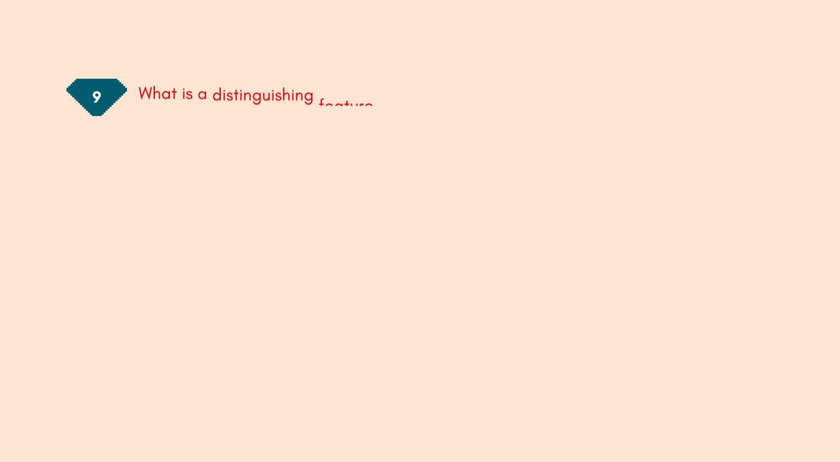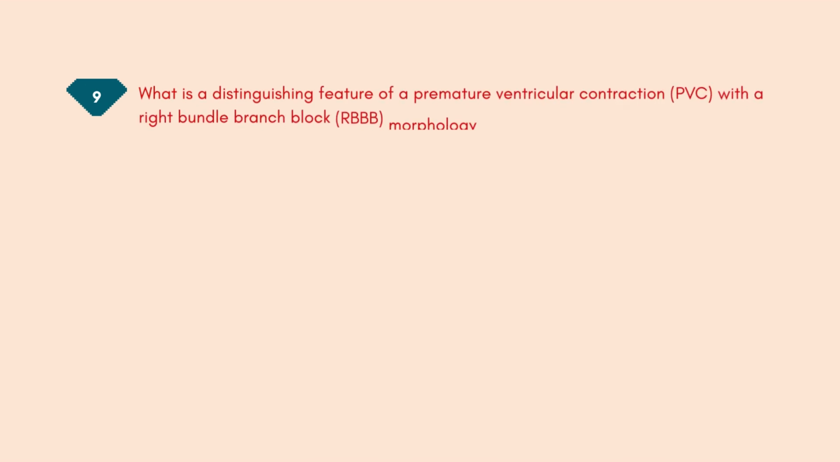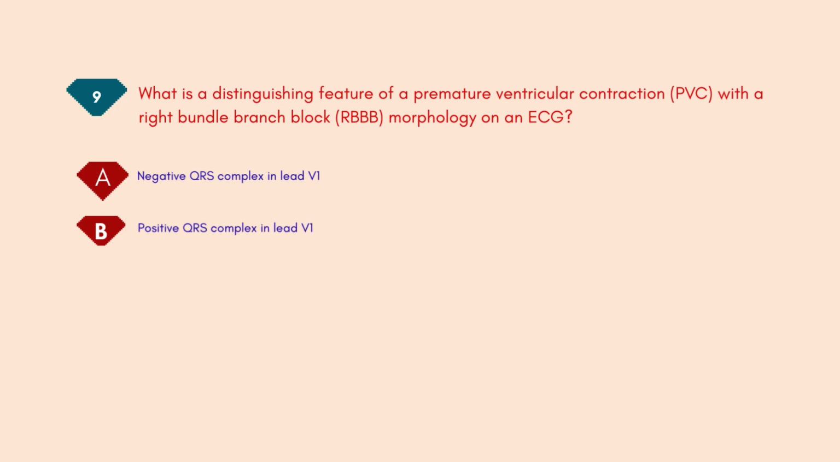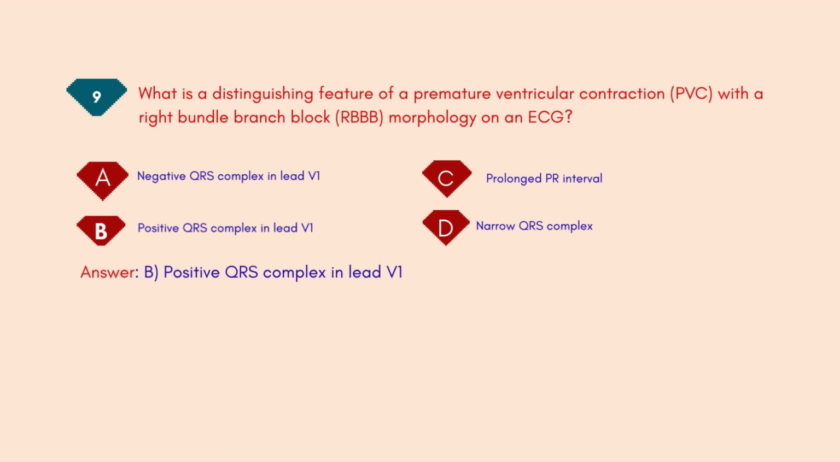What is a distinguishing feature of a premature ventricular contraction, PVC, with a right bundle branch block, RBBB, morphology on an ECG? A. Negative QRS complex in lead V1. B. Positive QRS complex in lead V1. C. Prolonged PR interval. D. Narrow QRS complex. Answer: B. Positive QRS complex in lead V1.